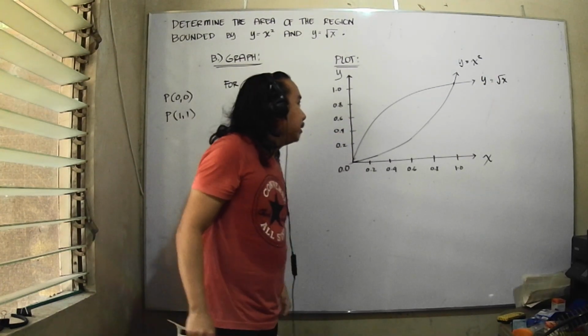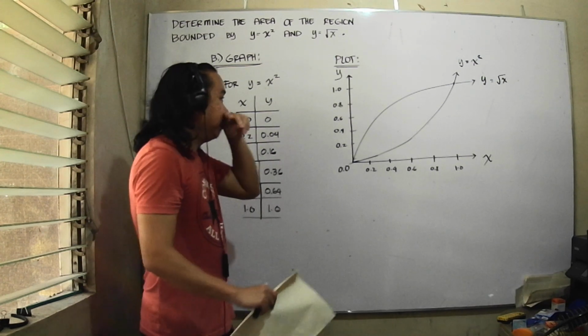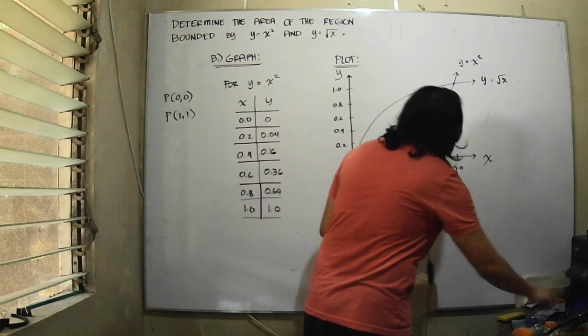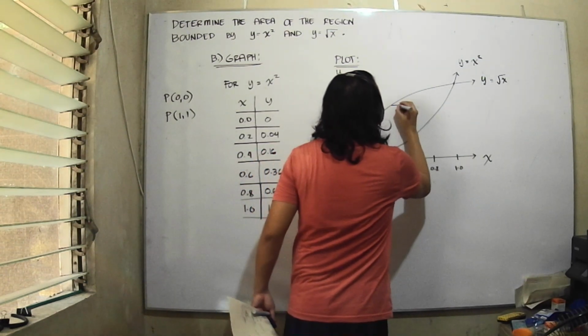Now I think it's quite obvious which is our lower and upper curve, but let's look first before deciding. Let's try to draw the strip.